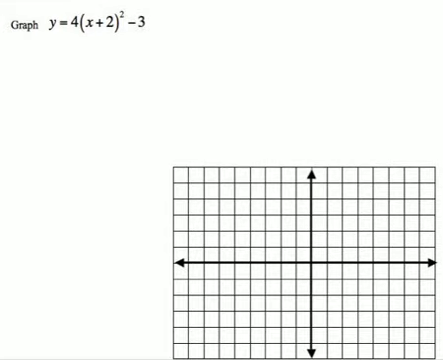Okay, we're here. I'm back again, Mr. Travis, and we are going to now graph another parabola. So let's look at this one this time. What do we have? We're going to graph y equals 4 times the quantity x plus 2 squared minus 3.